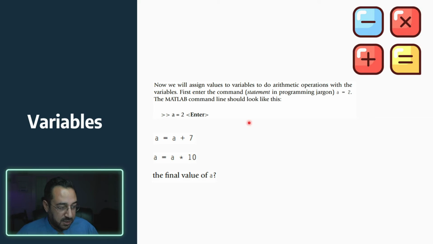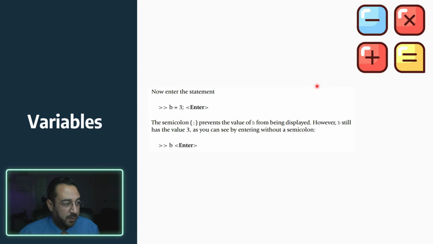Back to our presentation. So now we know the value of A being 90. Now we already did giving B the value of 3.